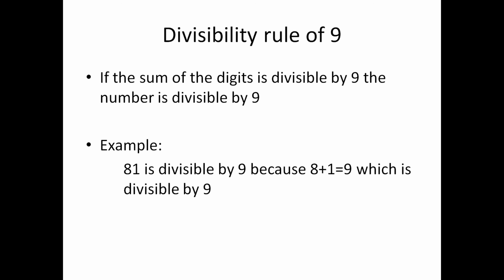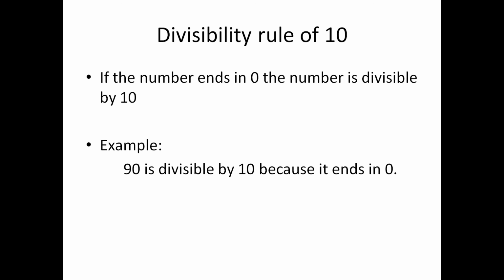The divisibility rule of 10 is that if the number ends in 0, the number is divisible by 10. An example is 90, because 90 ends in 0, so it's divisible by 10.